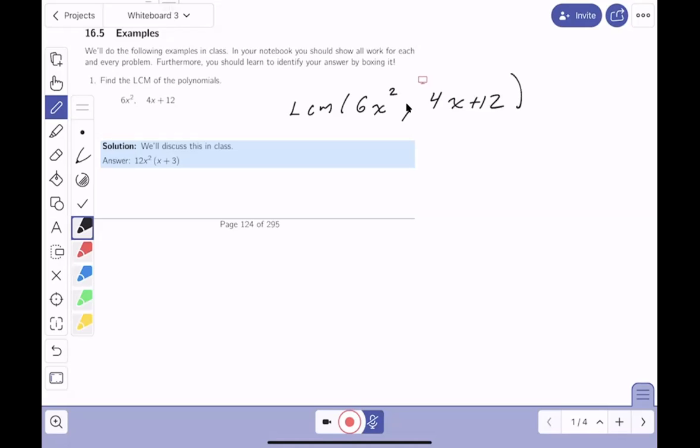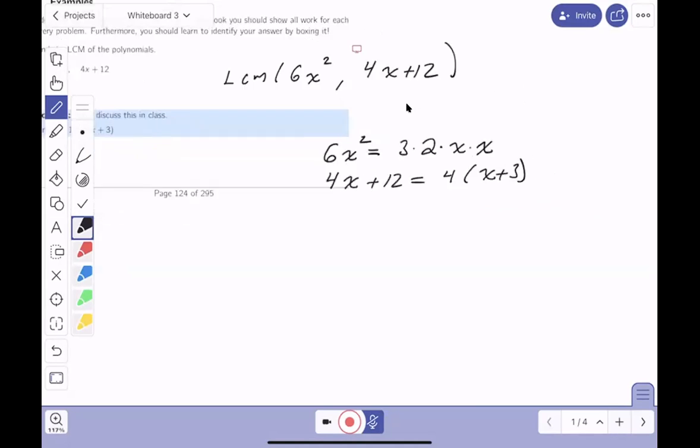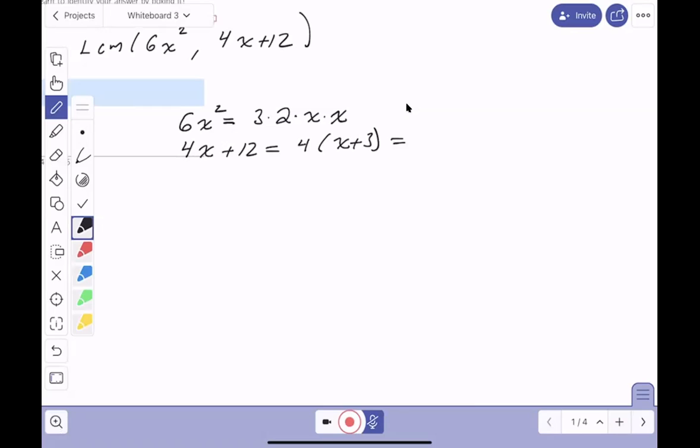So what do I want to do? I want to factor them individually. For example, 6x squared, and this might seem crazy to you, but I'm going to say 3 times 2 times x times x. Certainly that's overkill, but it's okay. Let's do the next one, which is 4x plus 12. The 4 comes out, and we're left with x plus 3. Again, I realize for some students it's overkill. What's 4? It's 2 times 2, and we get x plus 3.